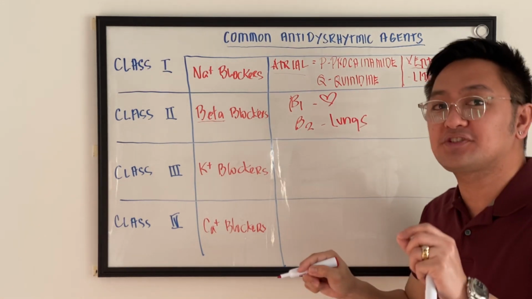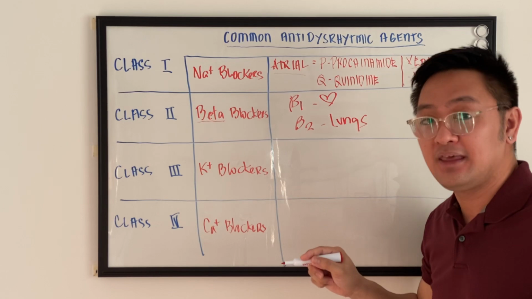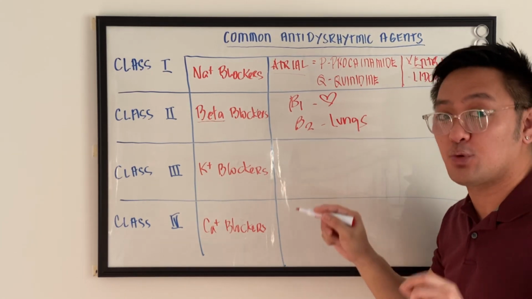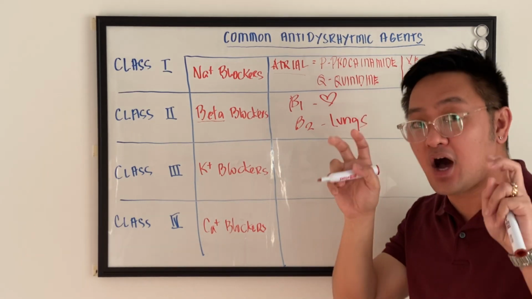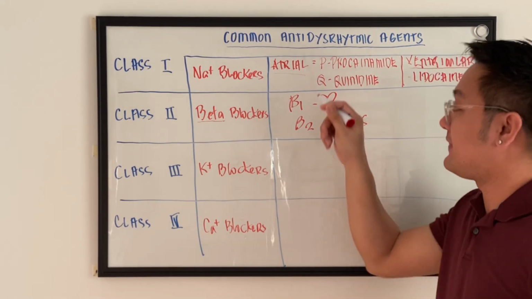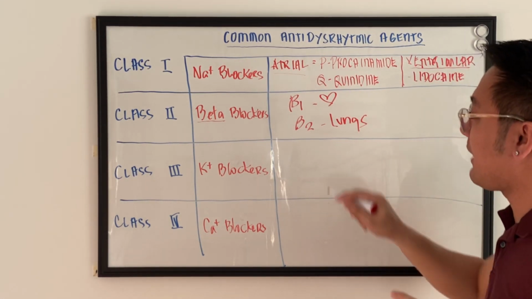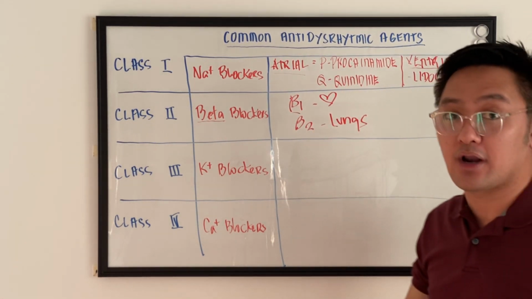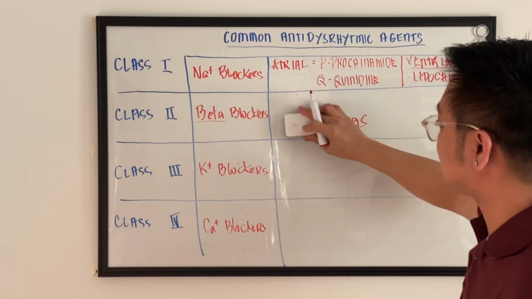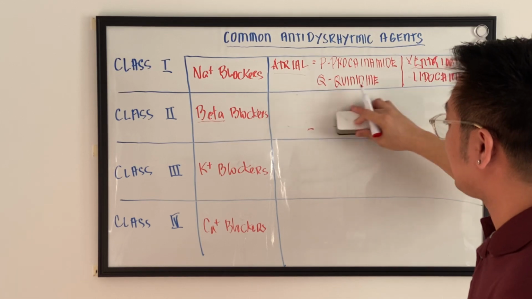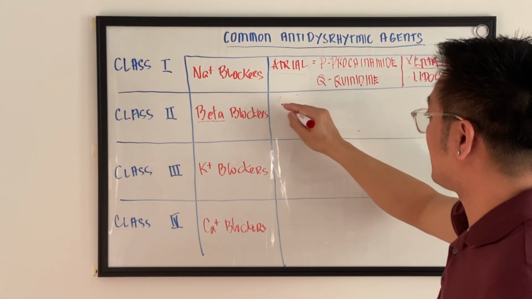Therefore, if the doctor prescribes a beta 1 blocker drug, it affects your heart. If the doctor prescribes a beta 2 blocker drug, it affects your lungs. If the doctor prescribes a non-selective beta blocker, then it affects both beta 1 and beta 2. Okay? So for this clip, I will emphasize more on your beta 1 blocker drug. And remember, when you say beta blockers, these are agents that end with olol. They end with olol.